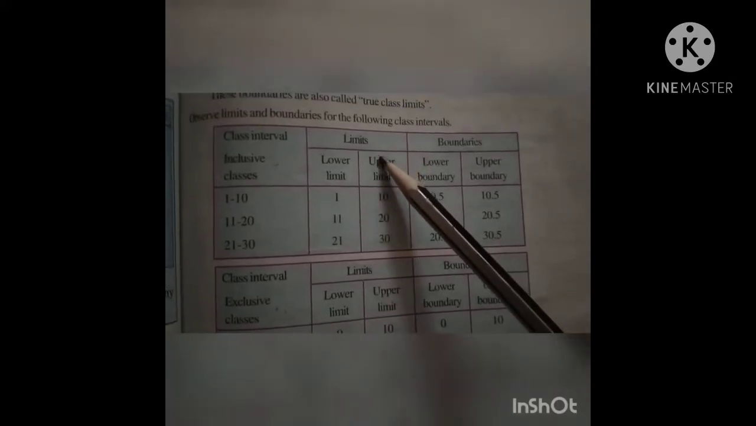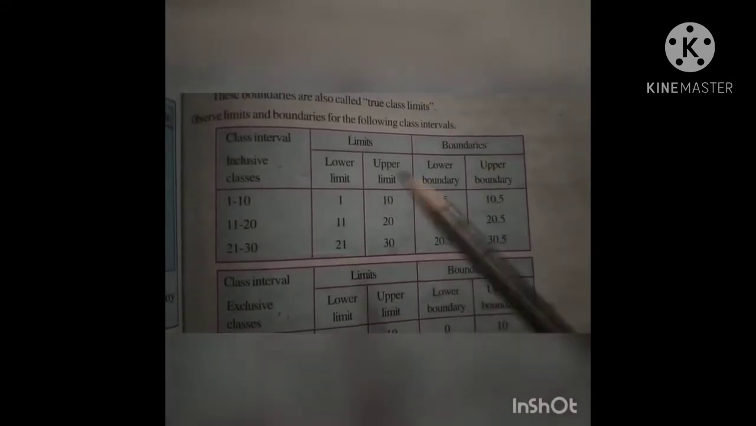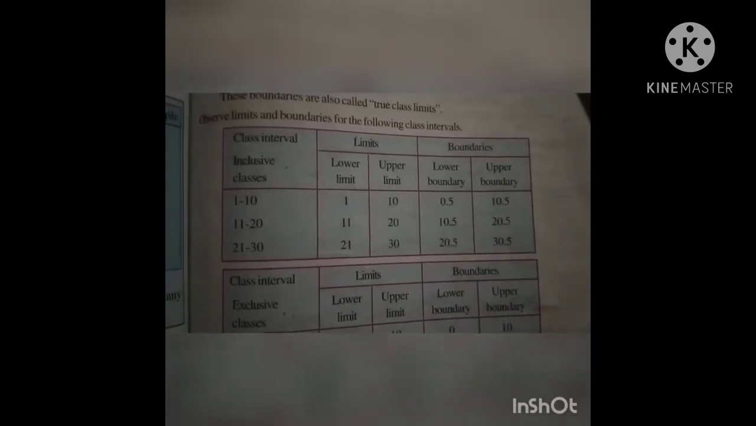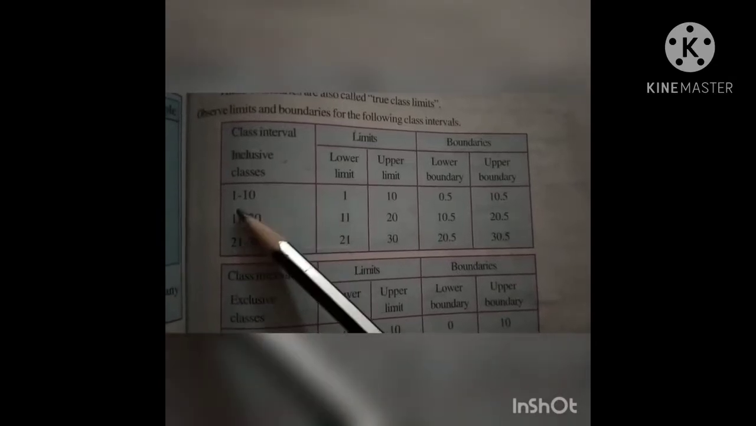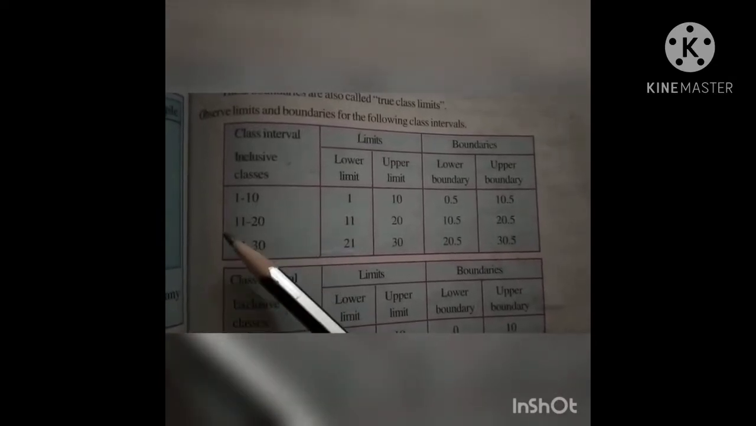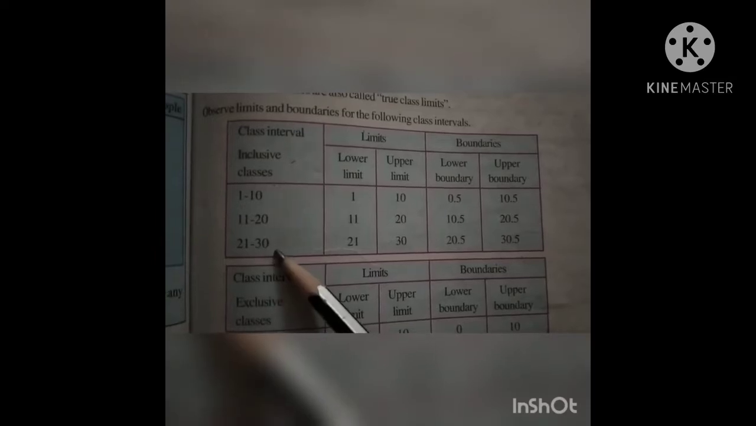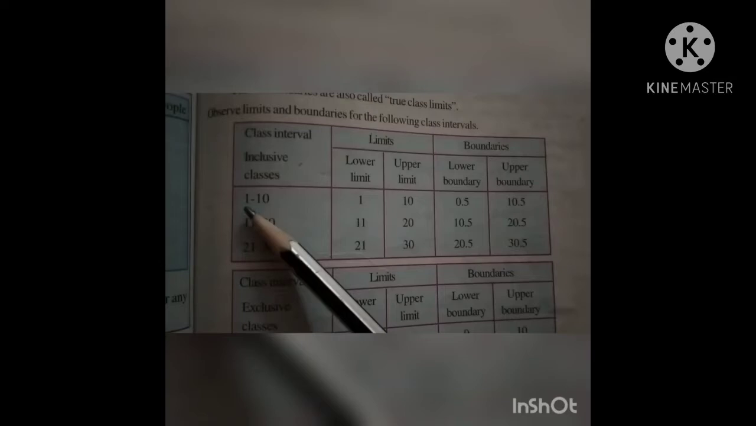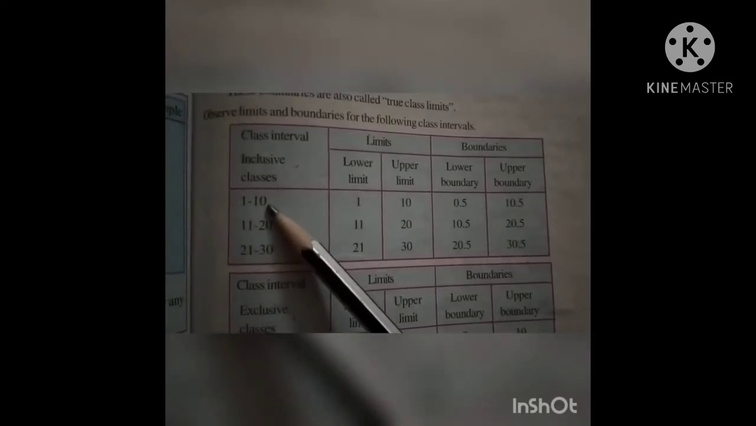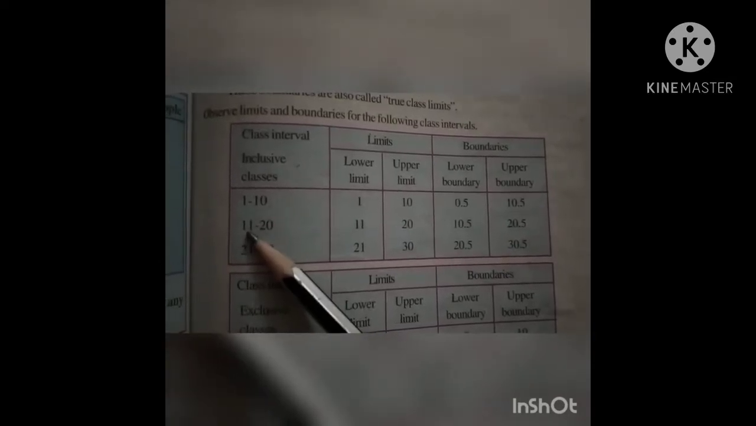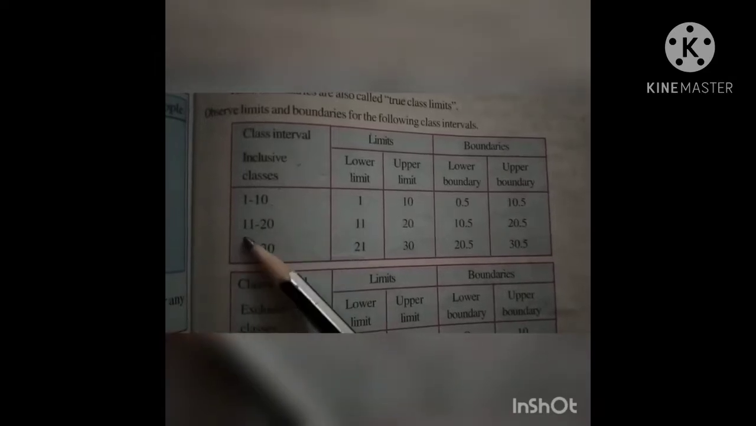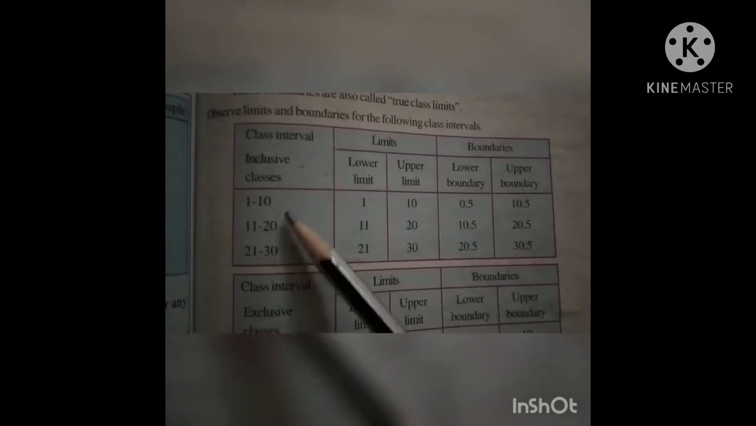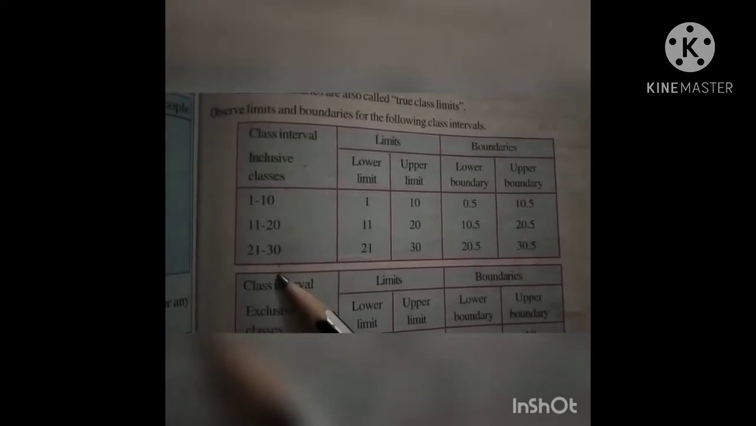In this case, there are limits and boundaries. What are the limits and what are the boundaries? Here, dear children, 1 to 10, 11 to 20 and 21 to 30 are inclusive class intervals. It means the first class is 1 to 10, the next class continues with 11 onwards, 11 to 20, and next 21 to 30. These are called inclusive classes.